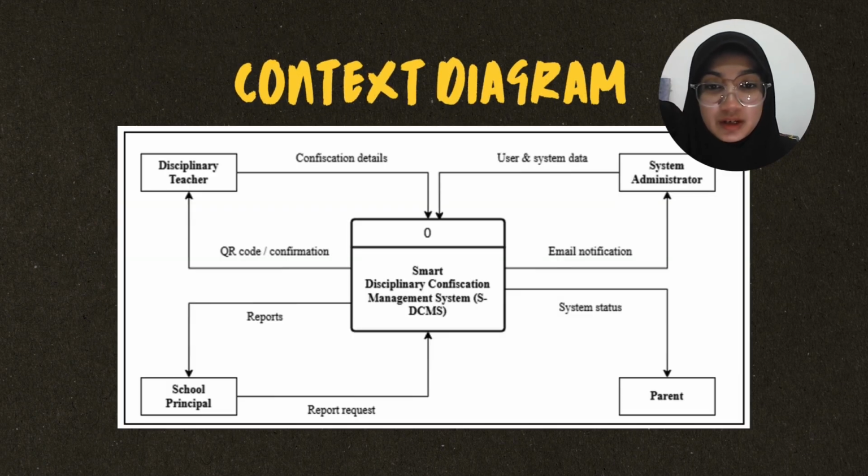Context diagram. My system is Smart Disciplinary Confiscation Management System, S-DCMS. The entities we have are disciplinary teacher, system administrator, school principal, and parent.